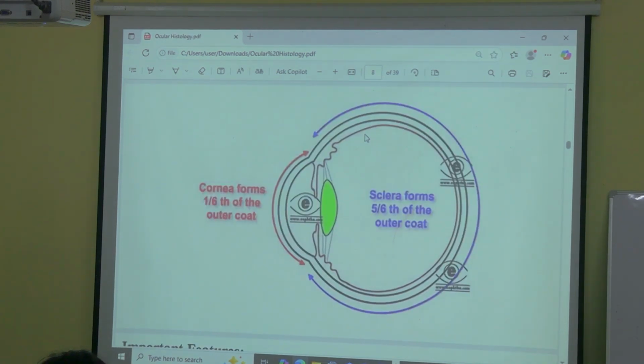Now in this particular diagram, can you see where is the sclera and where is the cornea? Okay, look at this. This entire part which is shown in blue color, this is the sclera, and this small anterior part which is transparent in nature is made up of cornea. Okay, why I have shown this diagram is so that you can understand which part is covered by sclera and which part is covered by cornea.